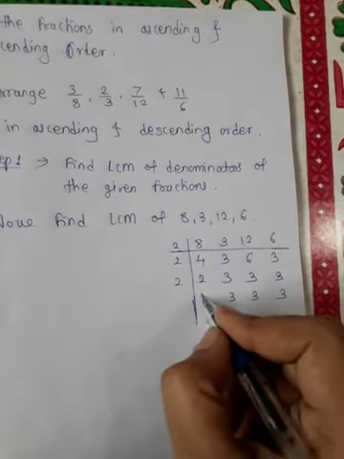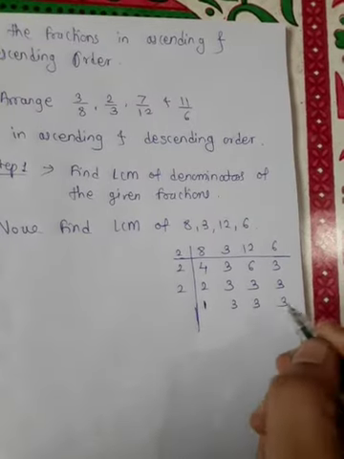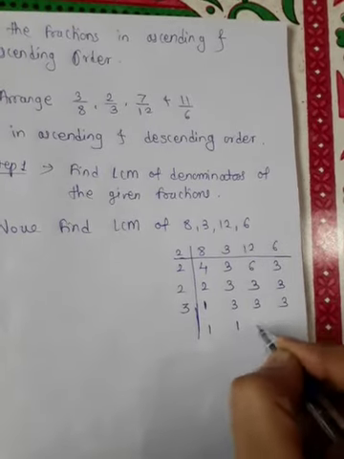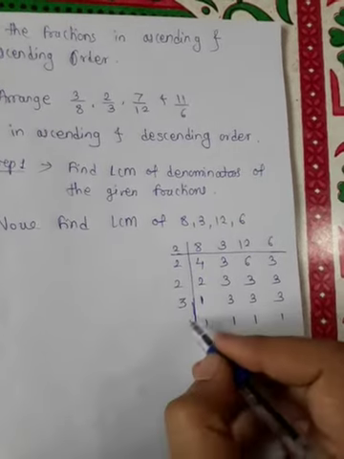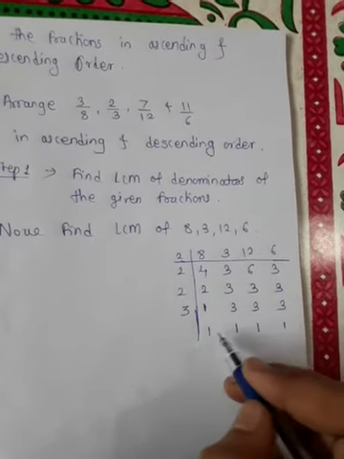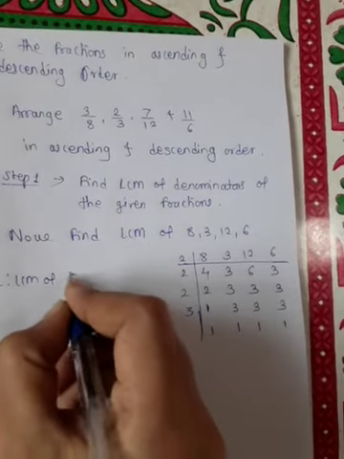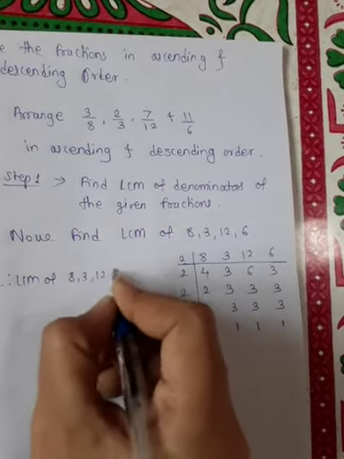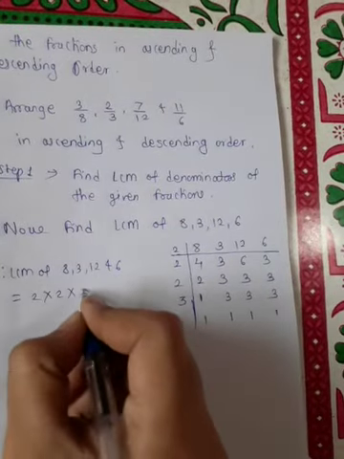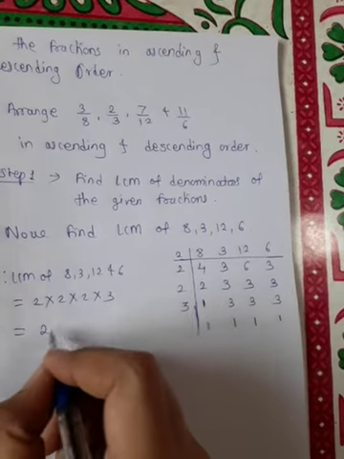Again here we want the quotient of these three numbers to be 1. So here when we divide by 3, what we will get? This one as it is. 3 ones are 3, 3 ones are 3, 3 ones are 3. Here we obtain quotients of all the numbers as 1. So therefore LCM of 8, 3, 12 and 6 is equal to the product of 2 into 2 into 2 into 3, that is nothing but 24.